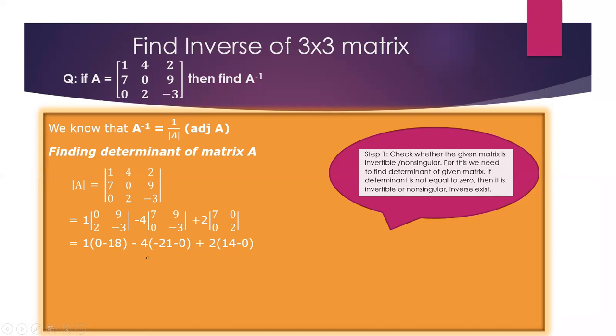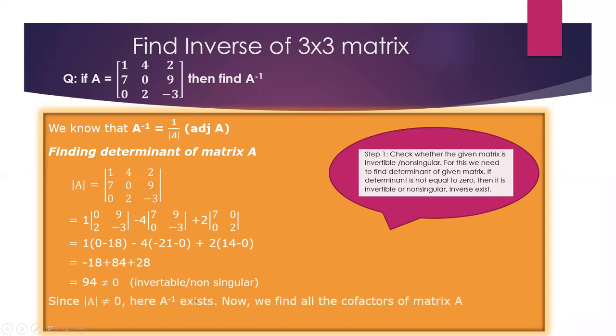Okay. Then after calculation, we will find this is 94, and 94 is not equal to 0. That means this is an invertible or non-singular matrix. That means the inverse exists. Okay. So we will move towards the next step.